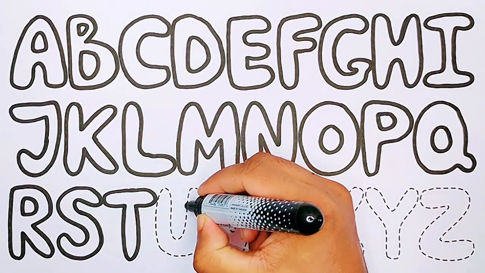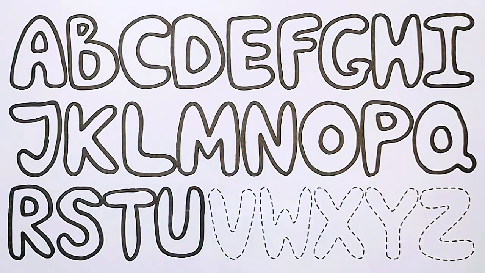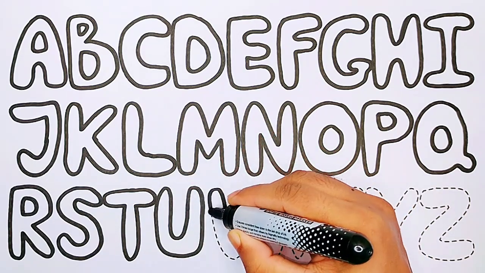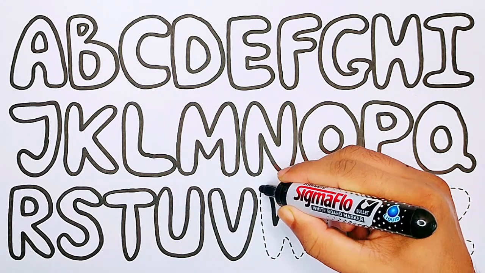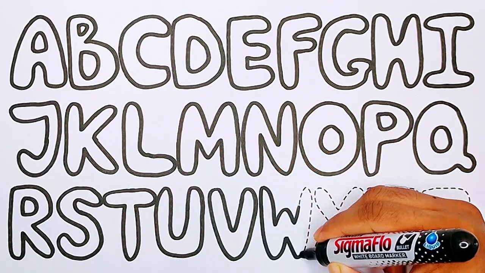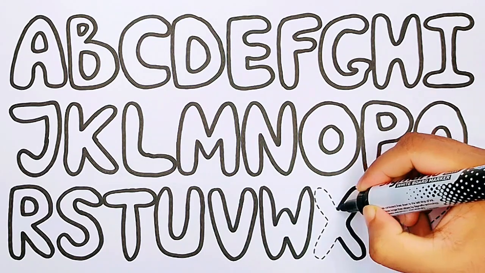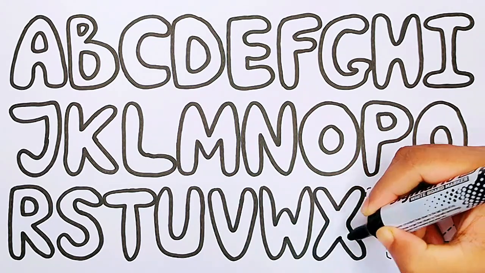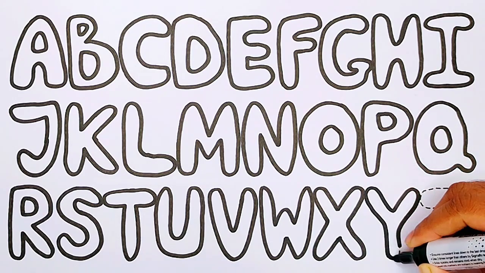T. A B C D E F G H I J K L M N O P Q R S T U V W X Y and Z. Now I know my ABCs. Next time, won't you sing with me? Y.